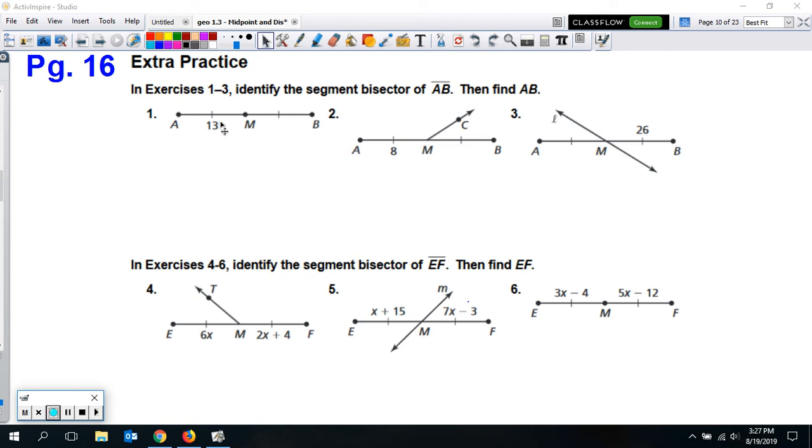So in number 1, we'll go ahead and work on these together. We want to do two things here. It says, first, identify the segment bisector. So I'm going to call that A. And then the second thing is find AB, the length of that segment. And I'm going to call that B.